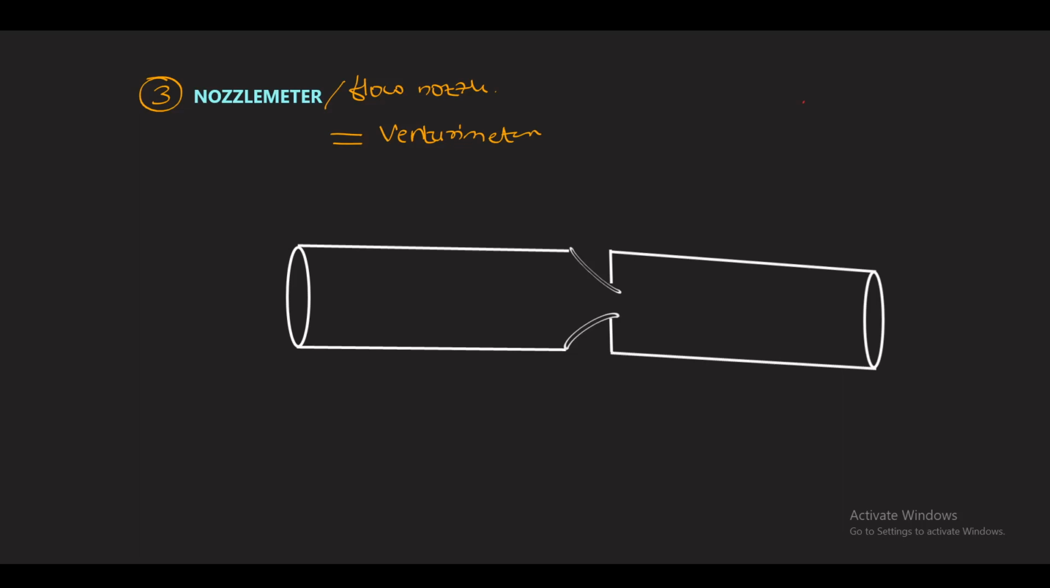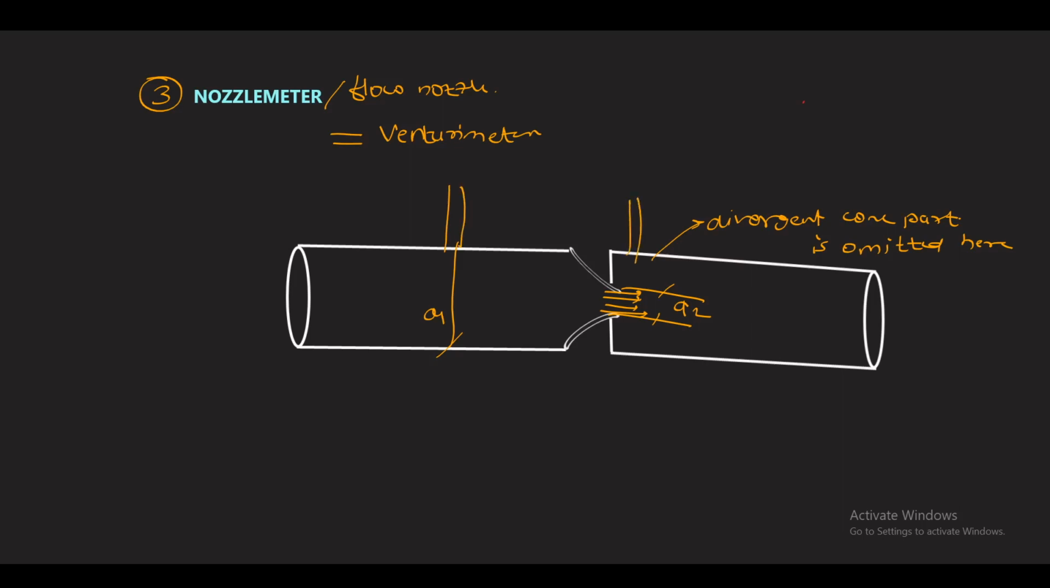As you can clearly see here, the divergent portion, the divergent cone part, is actually omitted here, and the similar area section is taken. This is A2, this is A1. One pressure head is counted here, another pressure is counted at this point. Whatever the pressure difference, it enables us to find Q, that is the discharge. So this is all about the nozzle meter.